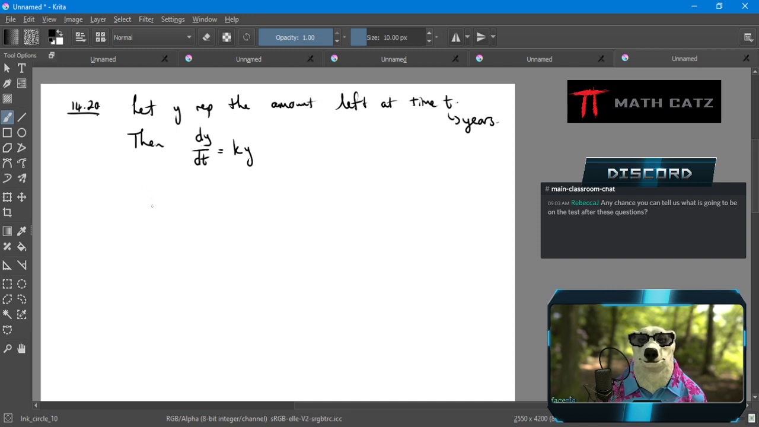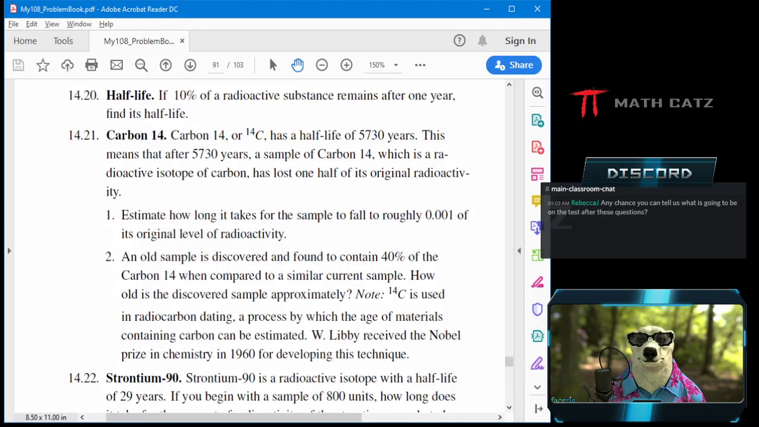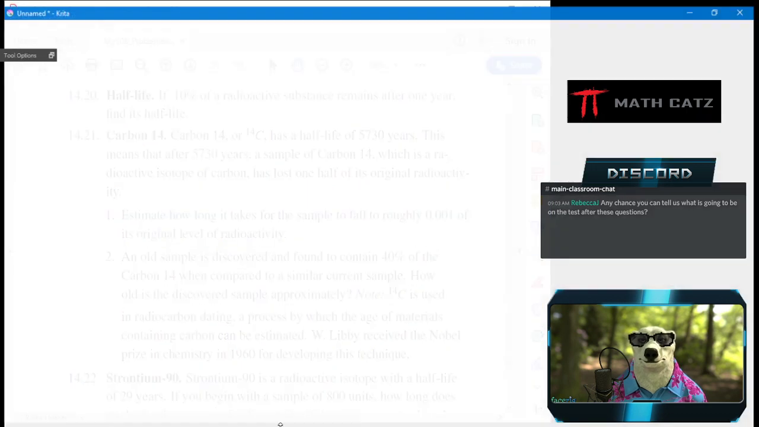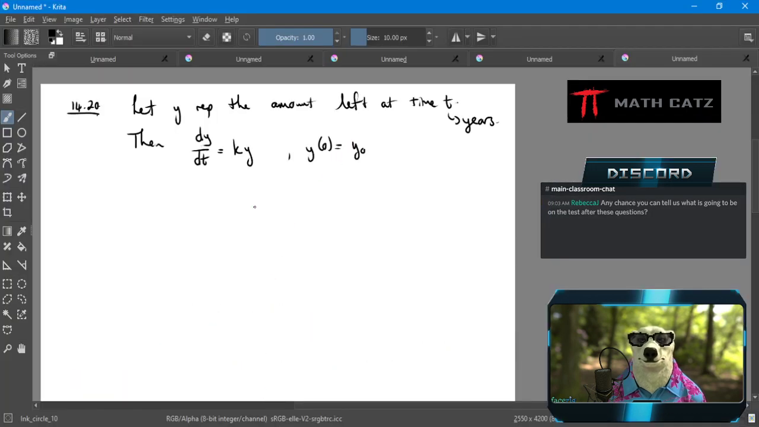Then we go about our business. Oh, we need an initial amount, right? We don't know that either. 10% of a radioactive substance remains after 1 year. They don't tell me anything, so I have to leave that general as well. So from this, just like before, like the very first one we did, you can go through the motions, be sure you can do it, and we will of course get the familiar exponential growth decay function.